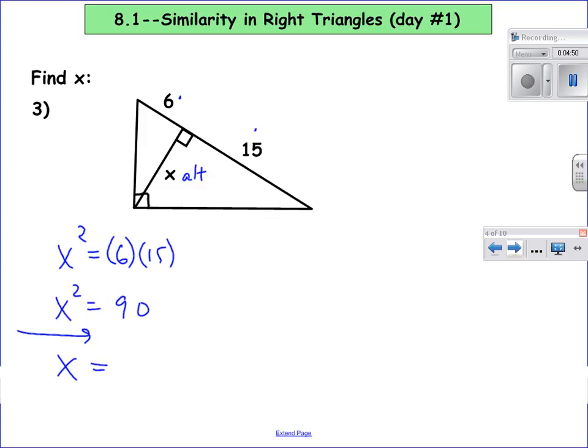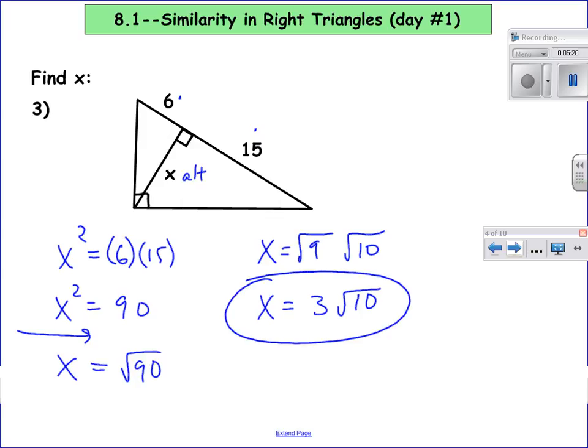Are there any perfect squares that go into 90? Let's see, 4, maybe 9. Yes, definitely. So x breaks up into the square root of 9 times the square root of 10, because 9 times 10 is 90. The square root of 9 is 3, so I substitute there. Does 9 go evenly into 10? No. Does 4 go evenly into 10? No. Therefore, I know that this is correct and this is simplified. 3 times the square root of 10 is my simplest radical form.